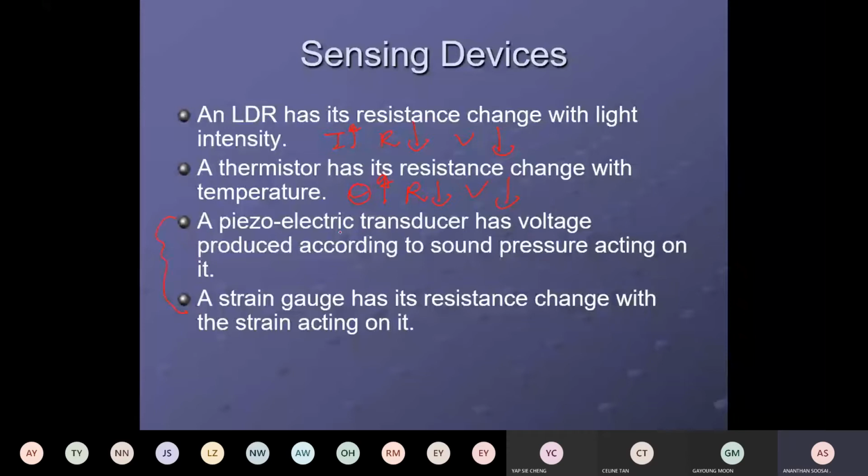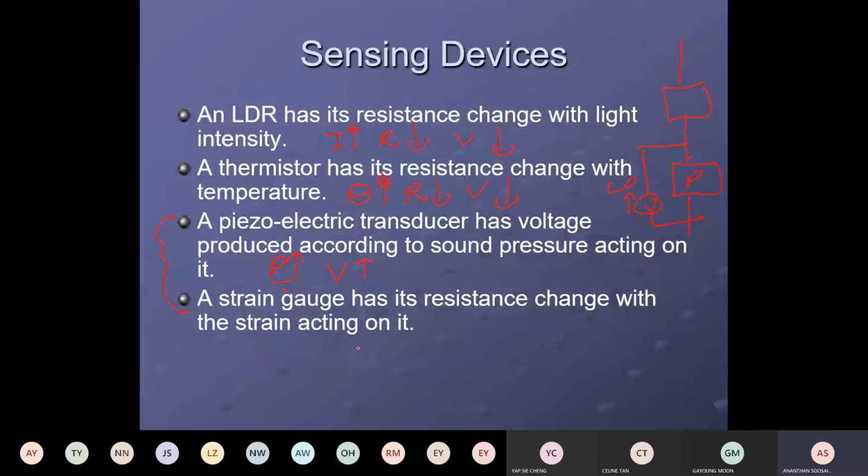These next two are something new. The piezoelectric transducer tests what? Pressure. When pressure rises, the voltage across the piezoelectric transducer will rise. In the potential divider, one will be the fixed resistor and the other one will be the sensor, the LDR or one of these four. So for the piezoelectric transducer, if pressure rises, the voltage across it will rise. We're going to talk in depth about the piezoelectric transducer later in ultrasound.